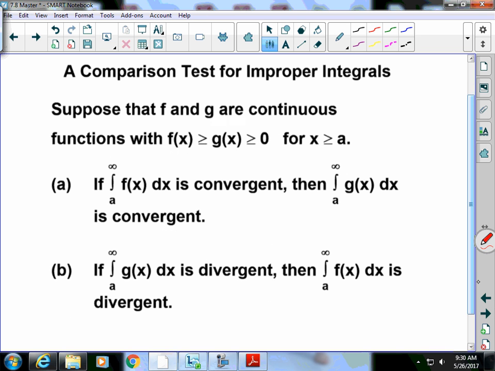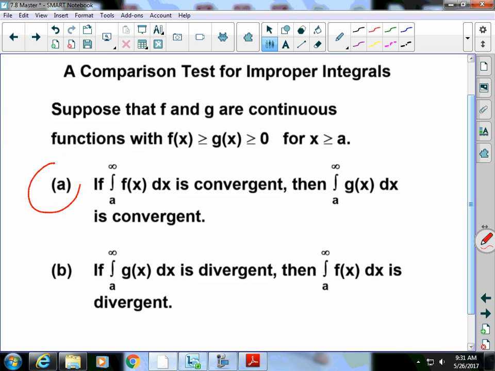So now we're going to do what's called the comparison test. It's an important test, and I want you to see how this works. We're going to use the comparison test a lot when we get into chapter 11. It's one of the things that allows us to get out of some of the issues of having to find convergence. So the comparison test for improper integrals says, suppose that f and g are continuous functions with f(x) being greater than or equal to g(x), and they're all greater than or equal to 0 for all x greater than or equal to a.